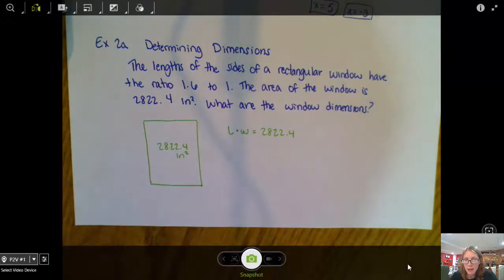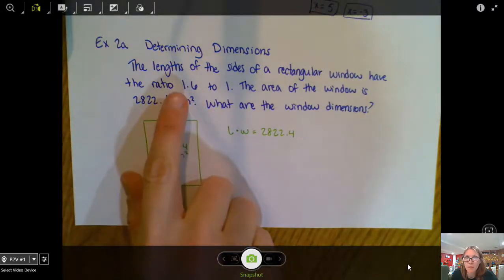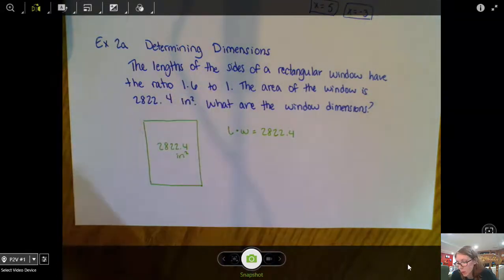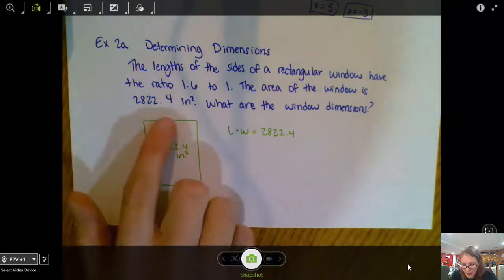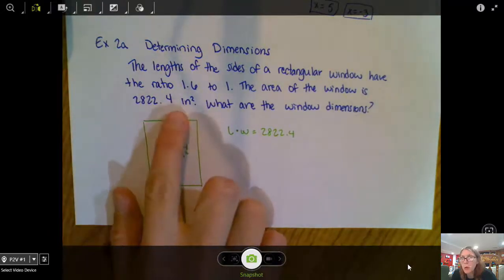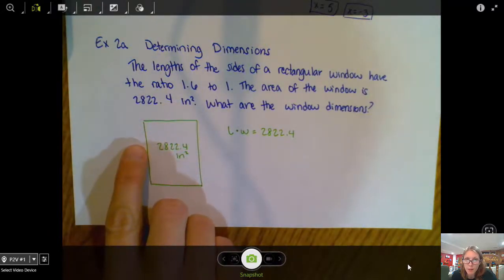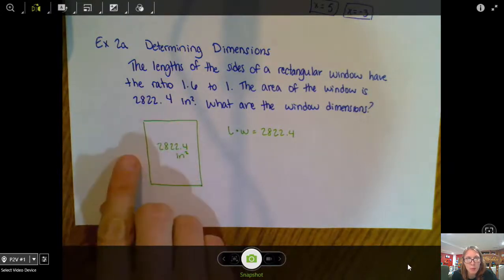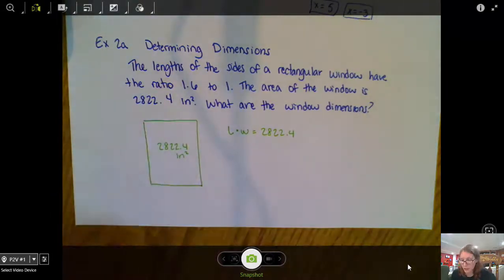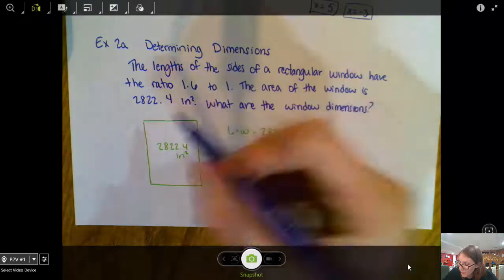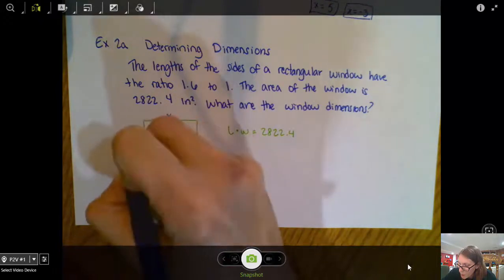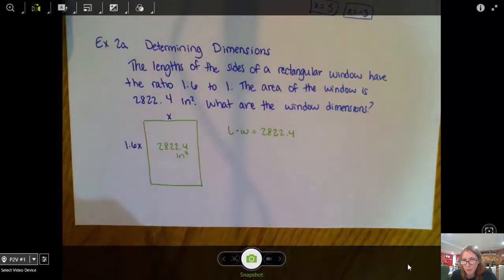Well, how do I find my length and my width? Here's our helpful information. The length of my sides are in the ratio 1.6 to 1. And I don't know, my side lengths probably aren't actually 1.6 and 1, but they're in that ratio. So maybe if this was 2, this would be double the 1.6. So 2 and 3.2. Or 3 and 4.8. They're in that ratio. So, if I called this length x, this longer dimension of my window would be 1.6 times x.